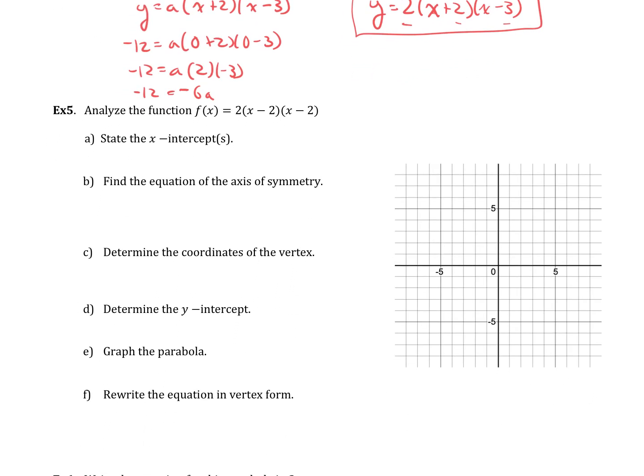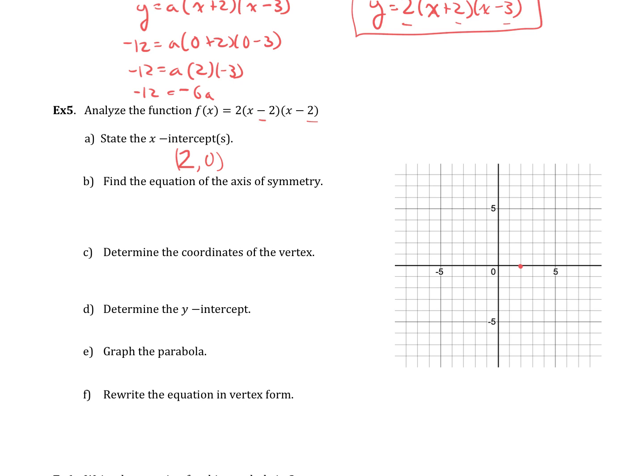Analyze this function with all these different features. The x-intercepts would be the ones that are staring at me. Oh, this is interesting. There's two of the same: 2, and of course, remember that's (2, 0). The fact that there's two of the same is going to have some implications. We'll see what happens as we get there.